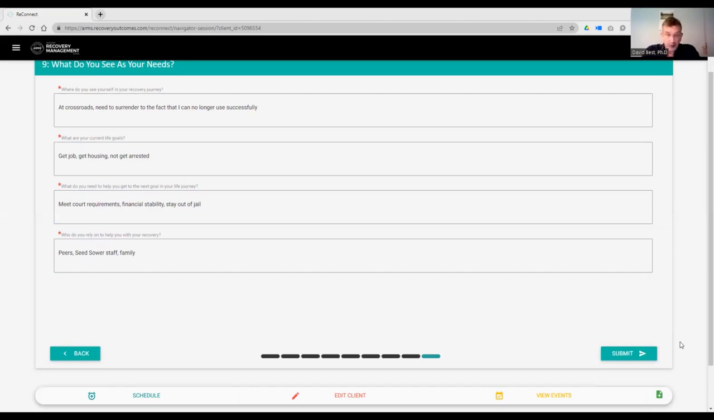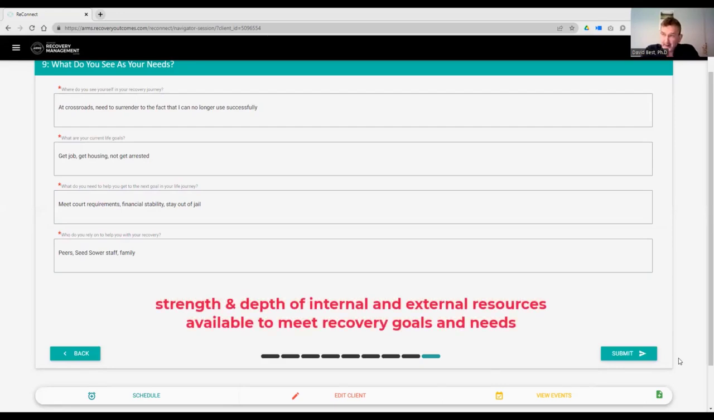Again, it's not unusual at that early stage just to have those, I want to get past any immediate crisis points. But you can imagine that what we're looking for here is how we will use the strengths he has to help him meet those short-term objectives. And crucially, it's crucial that you understand that recovery capital is framed and defined as the strength and depth of internal and external resources available to meet recovery goals and needs.